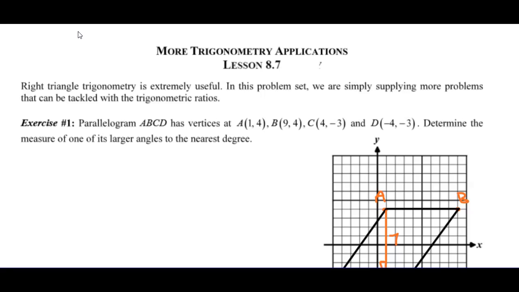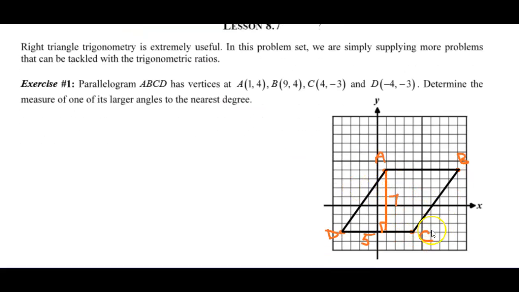try before you go. So parallelogram ABCD has vertices as listed. Determine the measure of one of its larger angles. So I've already plotted this, and you can plot it as well just by using the correct coordinates. One of the larger angles would be either A or C. And so if I just drop a perpendicular down within the parallelogram, I'm going to get a right triangle that I can use for solving angles.